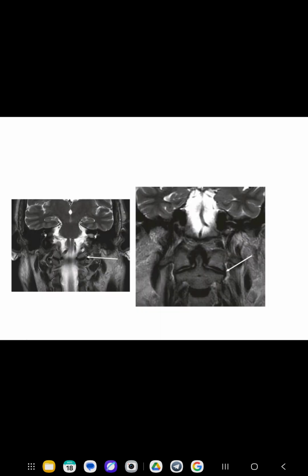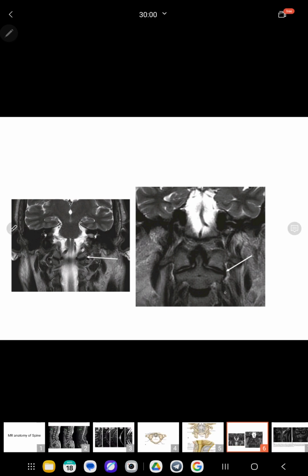So this image is the coronal image. This is showing the atlanto-occipital joint. So you can see here the dens or the odontoid process, and this is the atlanto-axial joint.